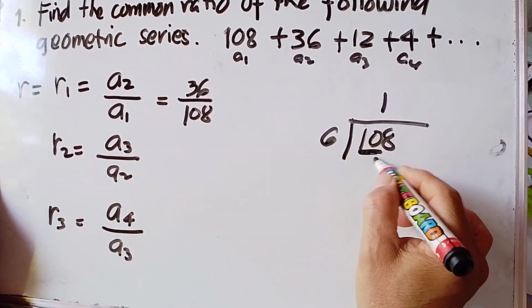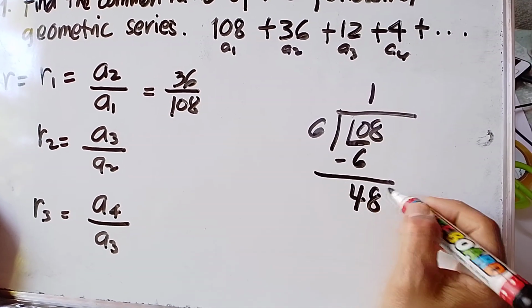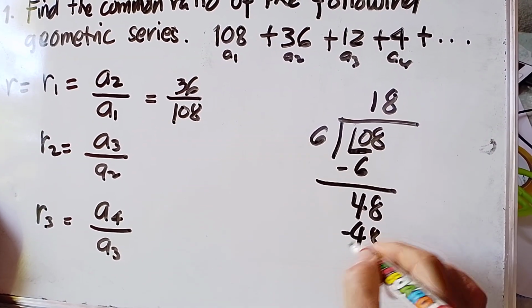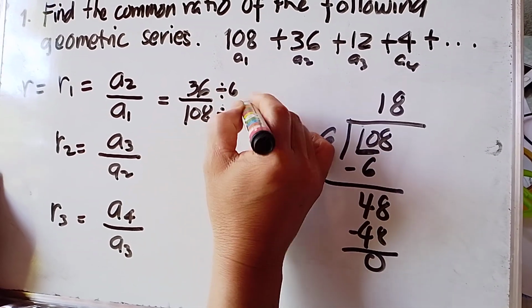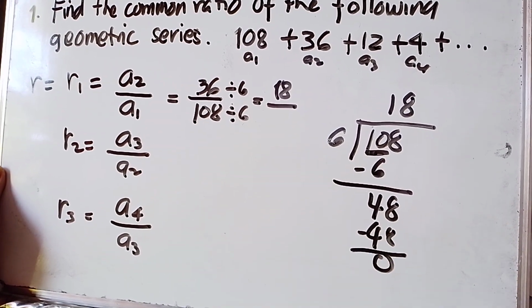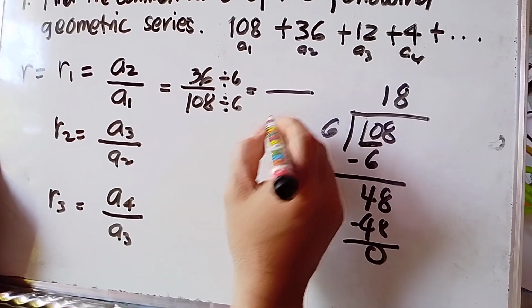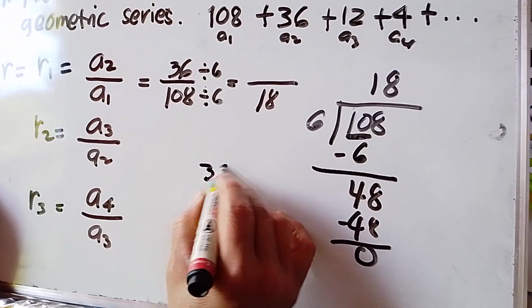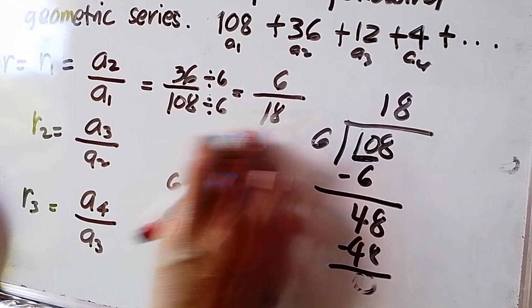Only 1. Then multiply by 6. Then subtract 10 minus 6 is 4. Then bring down 8. How many 6 do we have in 48? This is 8, and this will be equal to 48, remainder 0. So if we divide this one by 6, this will be 18. And then 36 divided by 6, we know that this is 6. So we have now 6 over 18.